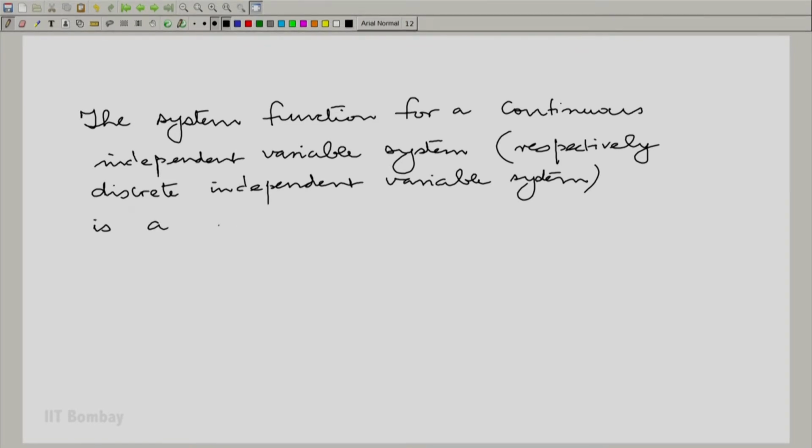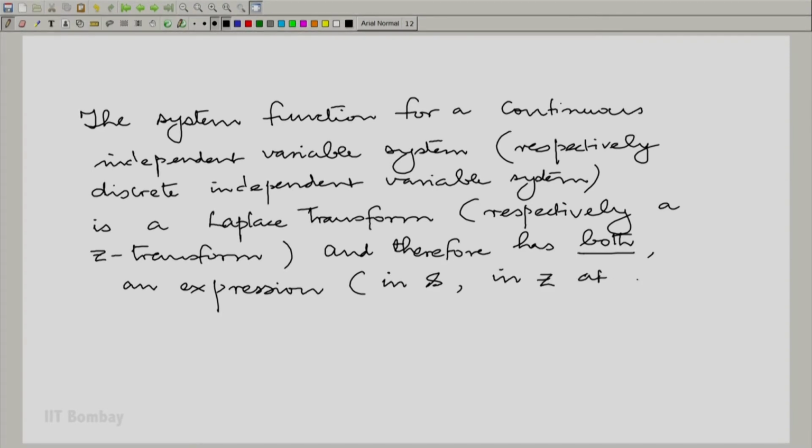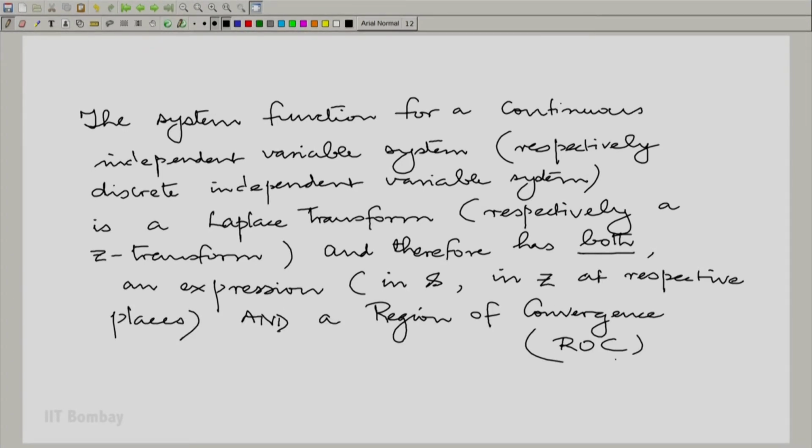is a Laplace transform. I must emphasize this. It is a Laplace transform, respectively a Z transform, and therefore has both an expression and a region of convergence. In fact, we can say an expression in S, in Z, at the respective places. The point is, it is not just an expression, and in a way this is different from the frequency response for that reason.